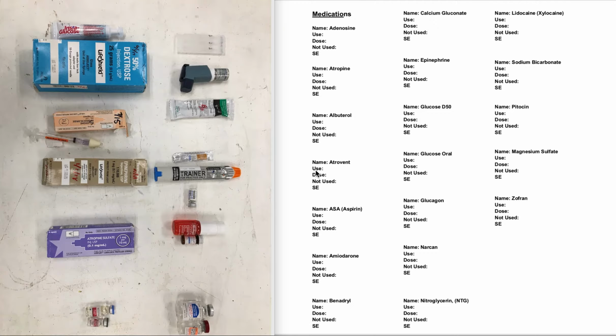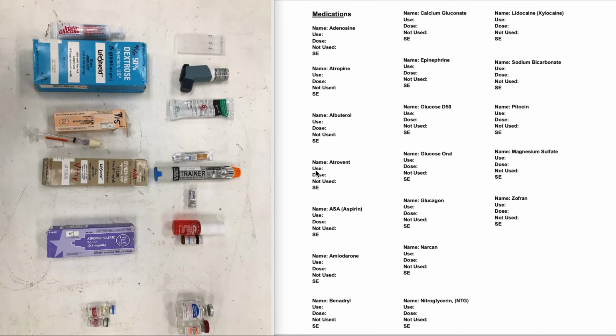So you can create your own list that's easy for you to study with and to get versatile at it. On the left side of the screen here, you can see these are the common meds that I think EMTs should be able to know about.